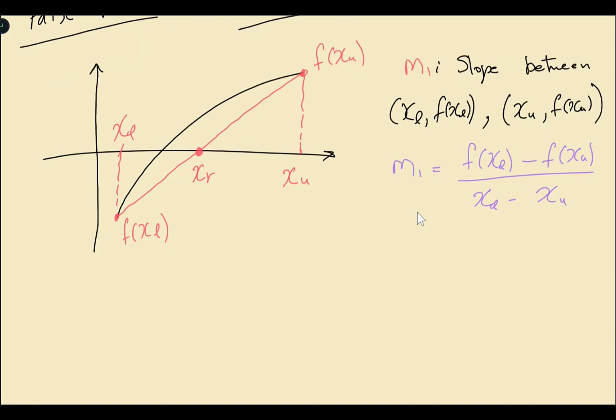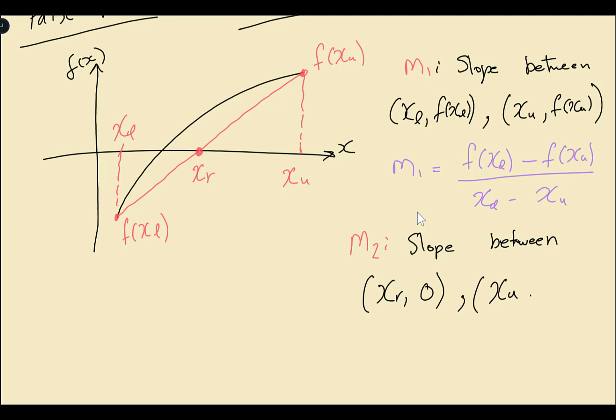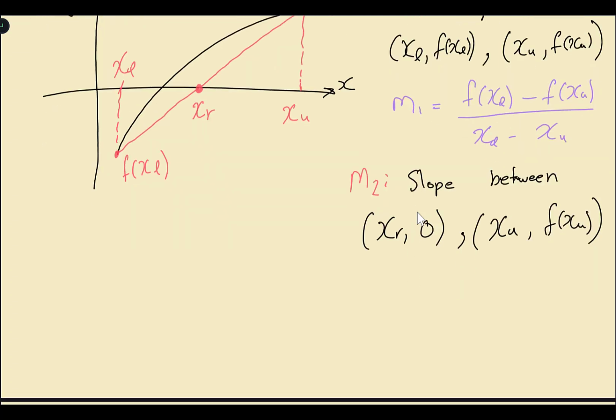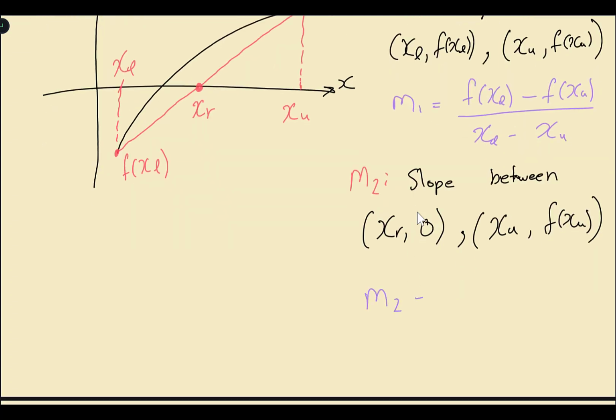The second slope is going to be m2, and m2 is going to involve this xr point. So we're going to do the slope between xr, and what's f of xr? It's 0. So this is 0. And the second point we're going to use is xu and f of xu. In the same way, now we have m2, and this is going to be negative f of xu divided by xr minus xu.